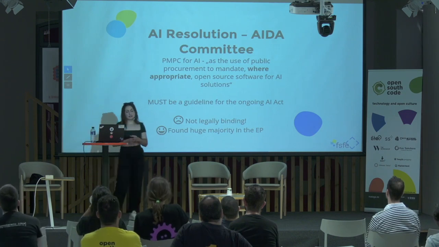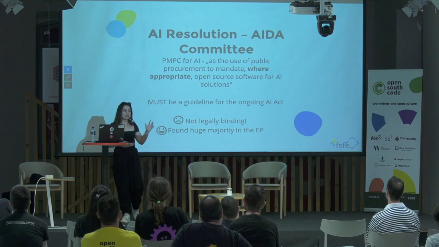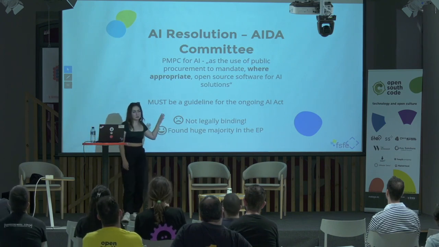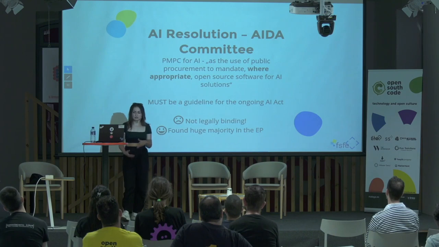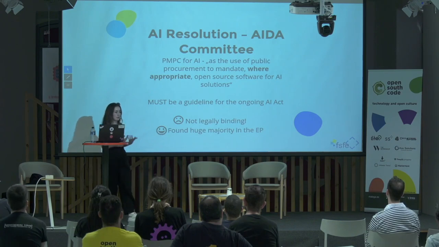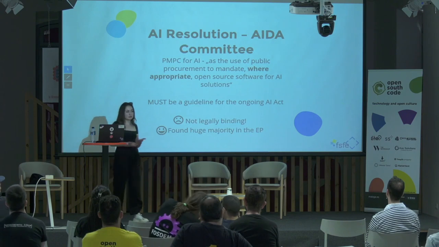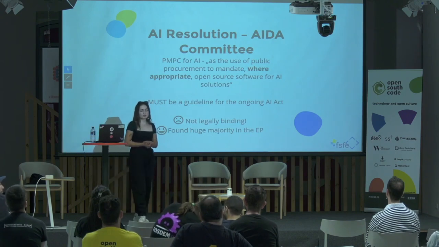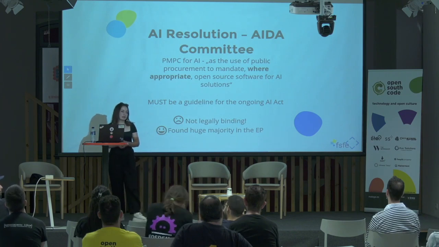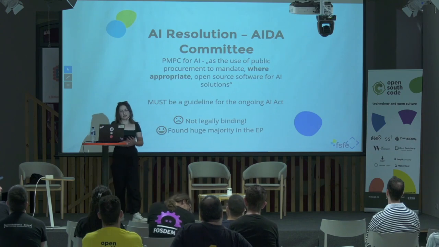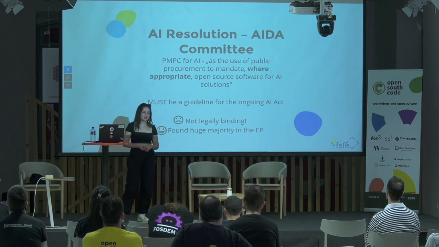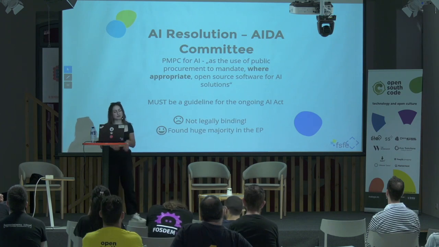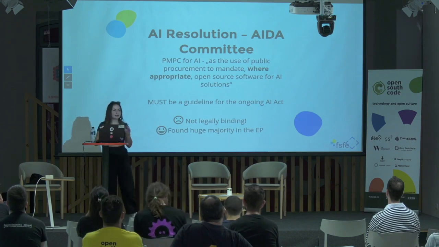And I like to bring up this example because it shows, first, that this specific wording was voted and found a huge majority. So this shows that the European Parliament is willing to acknowledge the benefits that free software can have, even for AI solutions. So this was something good and positive that we found after the whole process. However, as I mentioned, this is not a legally binding document. It's not law, but it should be a guideline for the AI Act, which is happening at the moment and will be voted next week. And I'm not gonna get into it.